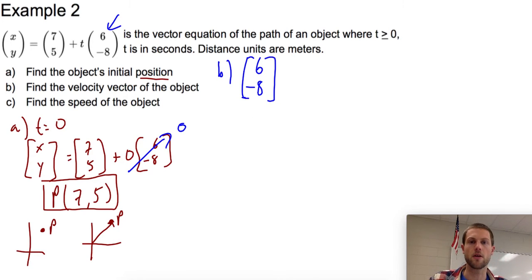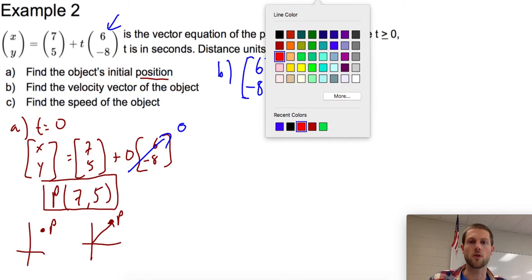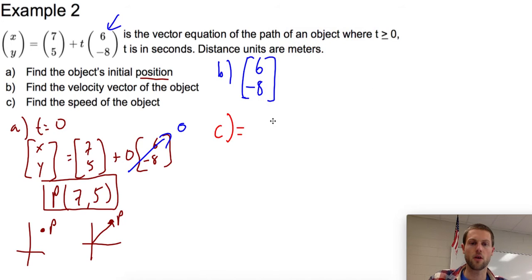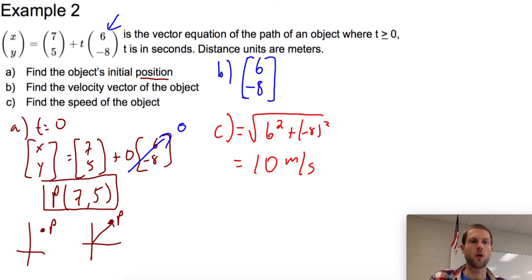So let's talk about the speed. The speed then is going to be the magnitude of my velocity vector. So that's going to equal the square root of 6 squared plus -8 squared. And if you work out the math here, this works out to be 10 meters per second.